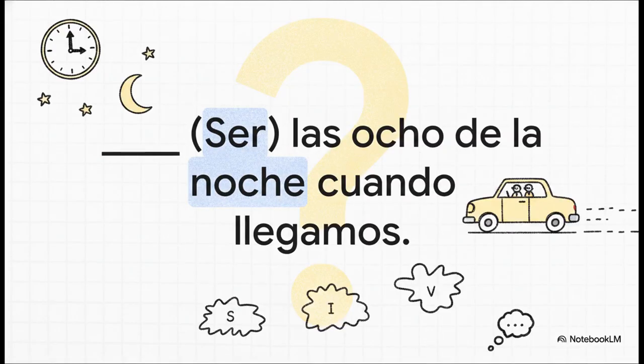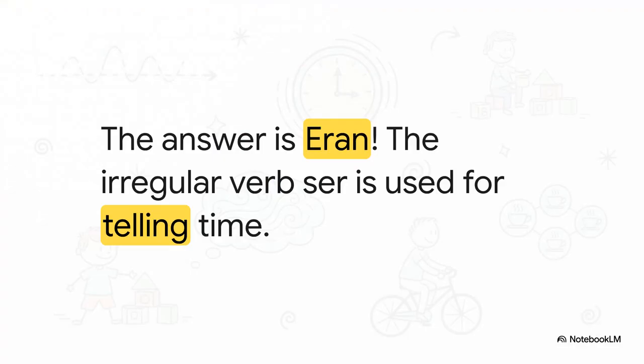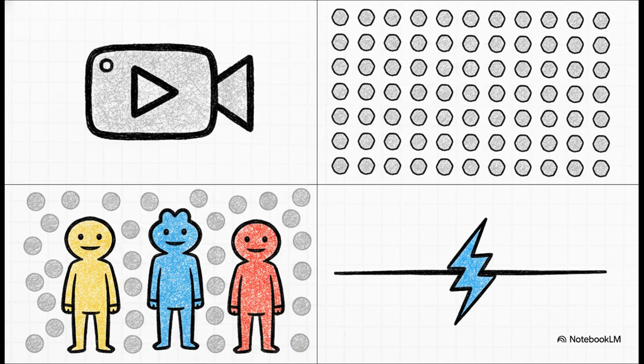Let's try just one more. Complete this sentence by conjugating the verb ser. Blank, las 8 de la noche cuando llegamos. Remember to think about those SIV irregulars we talked about. 3, 2, 1. It's eran, eran las 8 de la noche. Now, the crucial thing to remember here is that telling time and stating an age in the past are always treated as ongoing background information. Always. And since ser is one of our 3 SIV irregulars, the form for a plural hour, like 8 o'clock, becomes eran.